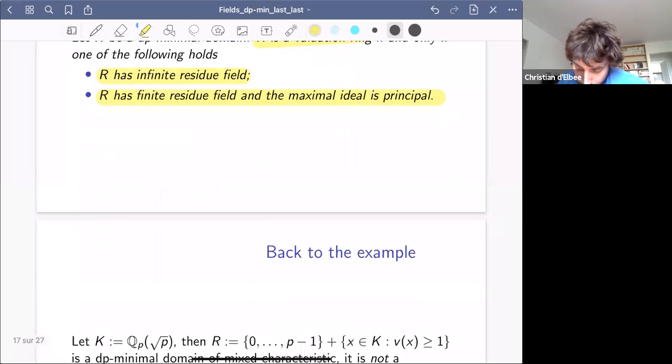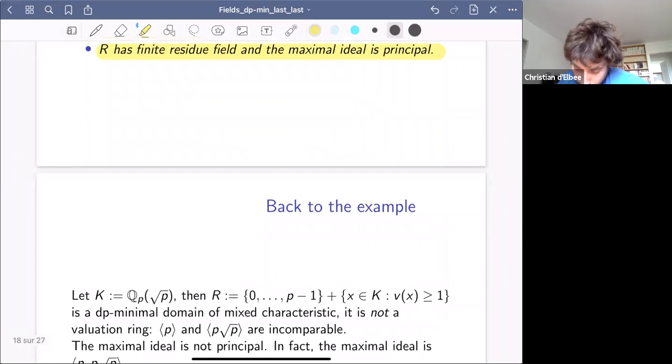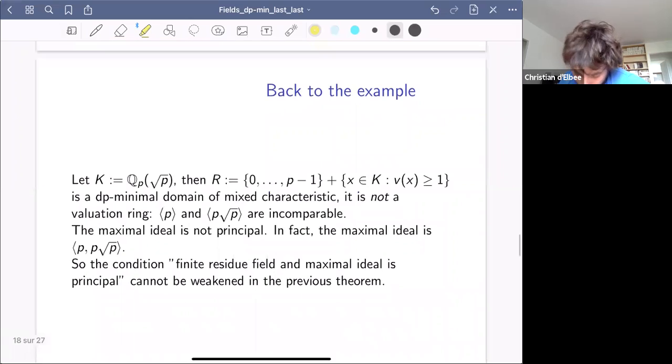And so this condition is actually not weakenable. So in this example we had before, the maximal ideal is actually P, and P is the square root of P. So it's not principal.